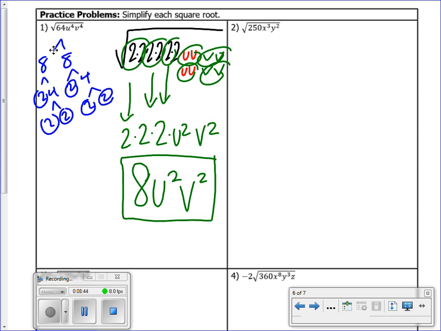I think above I said the square root of 64 is 4. The square root of 64 is 8, not 4. I'm sorry about that.